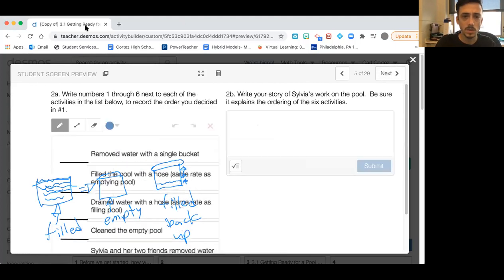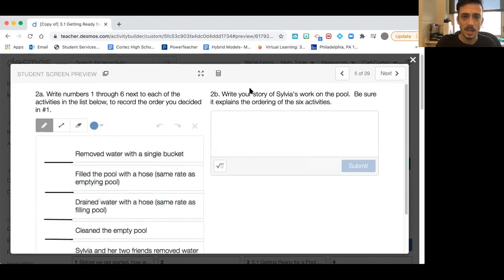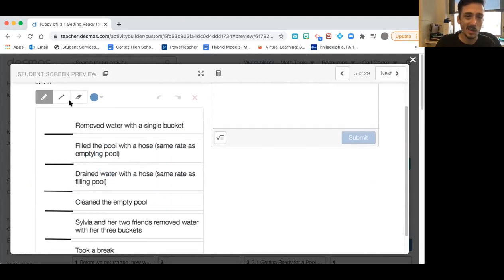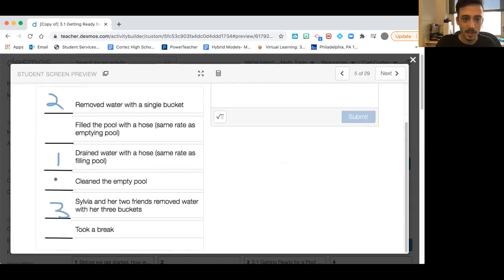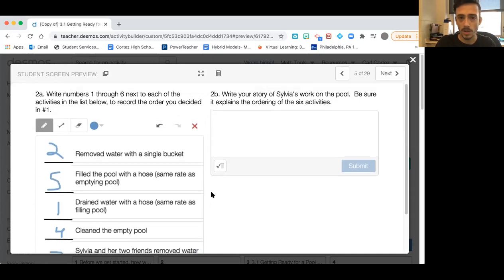All right. So on this next slide here, you're just filling in the order you had that go in. So again, I had draining the water first. I had this second, this third. I was then cleaning and then filling and then taking a break. And so on this side, we're writing the story of Sylvia's work on the pool.